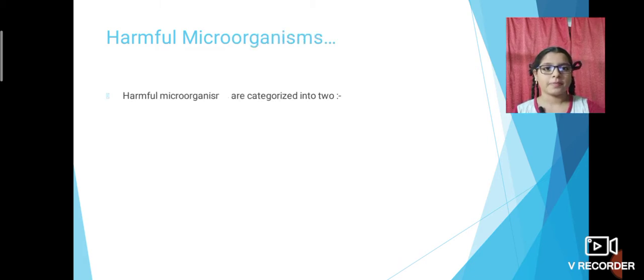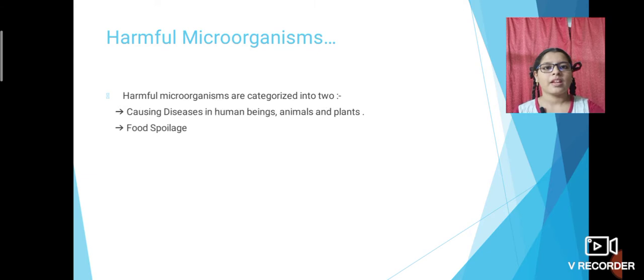Harmful microorganisms are categorized into two types. The first one is causing diseases in human beings, animals and plants, and the second one is food spoilage. As we all know, the first category is the main and important cause of disease, not only in human beings but also in plants, animals and other living organisms.